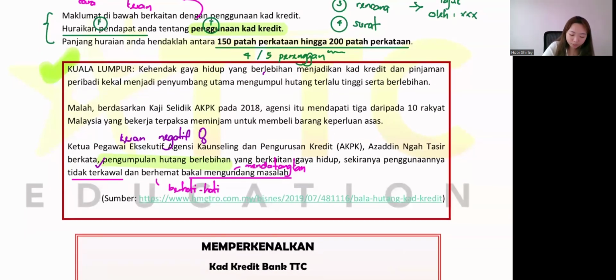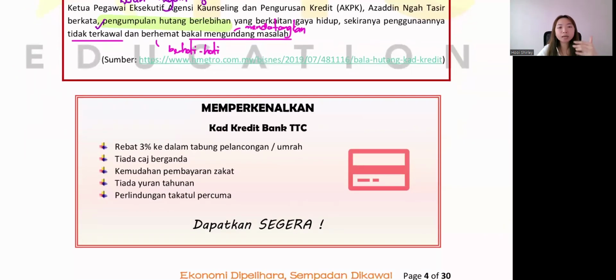So these two are basically a pengenalan. It's just like the introduction. So you do not need to put it in the essay already, because you already got the easy kesan negative. Okay, so we got one easy here. Then the next one, memperkenalkan kad kredit bank TTC. Everything here is the introduction of the TTC card.